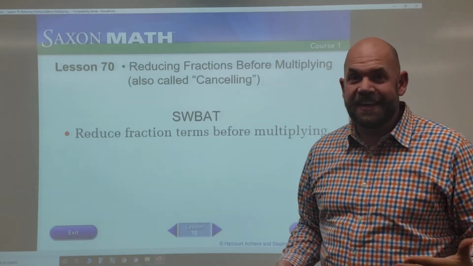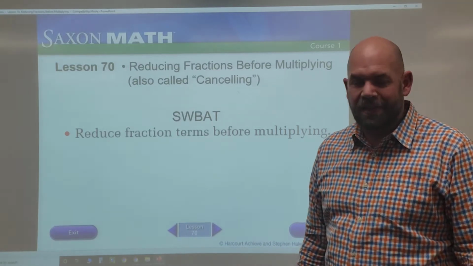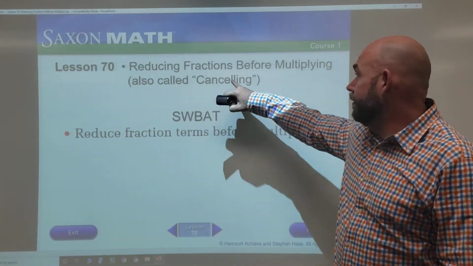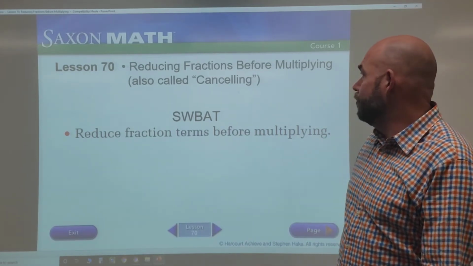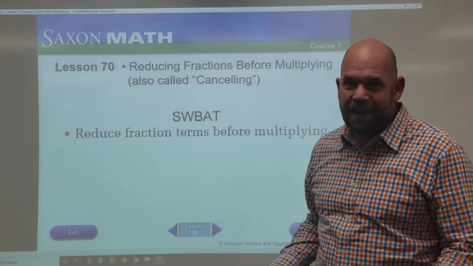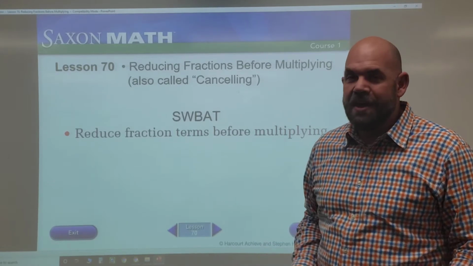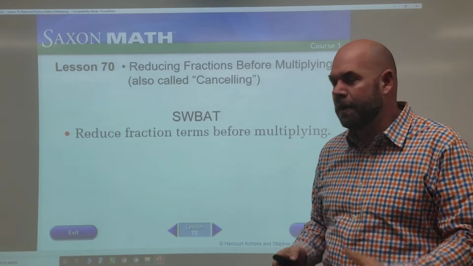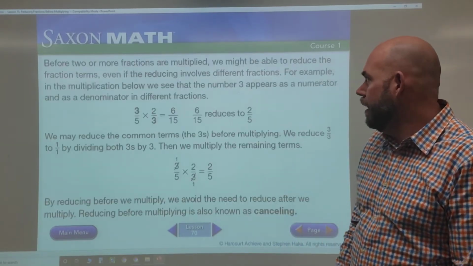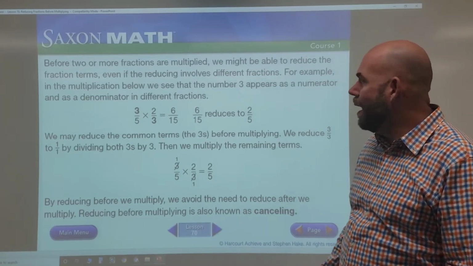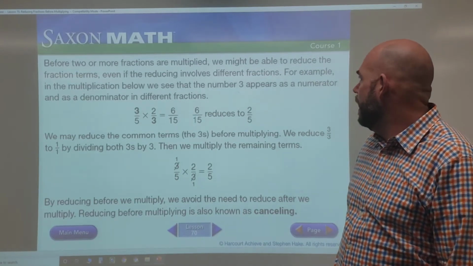Now this is an exciting lesson because this is going to make doing a lot of different problems a lot easier. Today we're going to be talking about canceling or reducing fractions before we multiply. We've already learned how to multiply fractions. This is just going to save us a step so we don't have to deal with really big numbers when we're doing that. So before two or more fractions are multiplied, we might be able to reduce them.